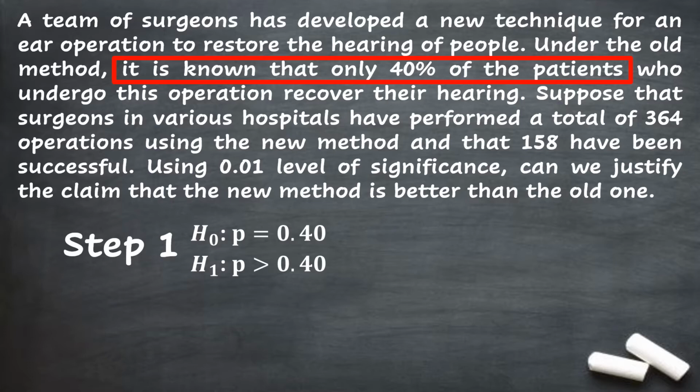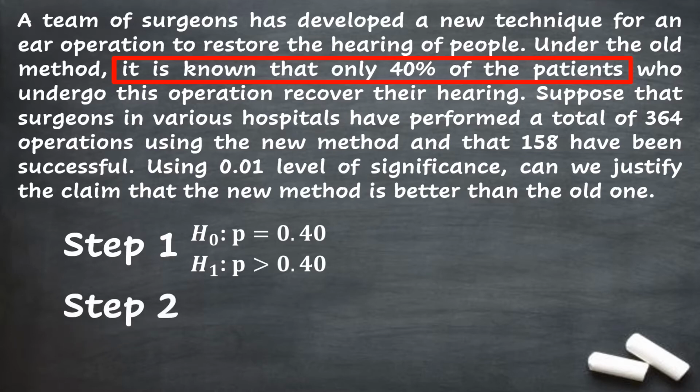Now, ma'am, where did you base the greater than? Because in the last part of this problem, we have the phrase that the new method is better than the old one. So if you have a better result, numerically speaking, we must have a greater percentage of recovery. So that's why we use the greater than symbol, because of the term better.